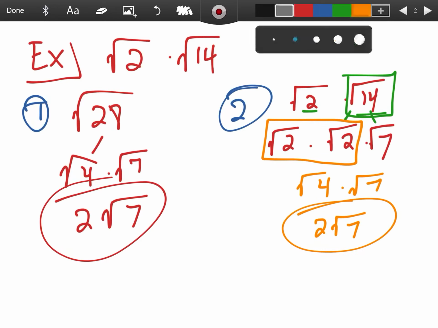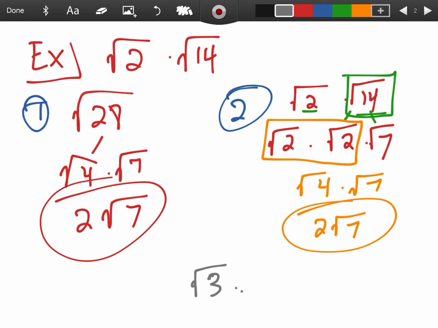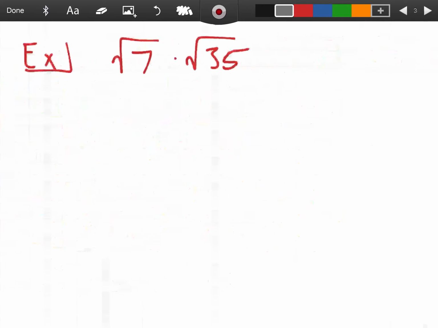So what we notice here is whenever we multiply the same radical by itself, so for example, square root of 3 times square root of 3, we're just going to get 3. We're just going to get that number. Here we had square root of 2 times square root of 2, just giving us 2. All right, let's move it along to this next one.